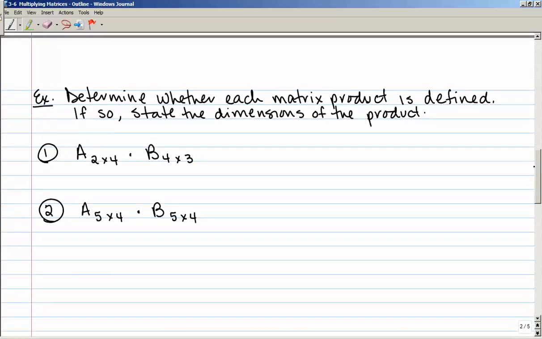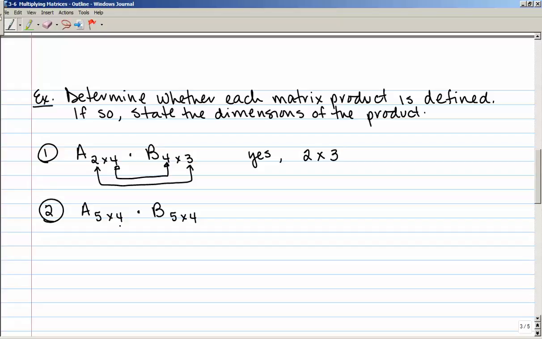So the first set of problems we're going to take a look at is to determine whether each matrix product is defined. In other words, is it possible to multiply these two matrices? Remember, these two numbers in here, the number of columns of the first matrix, must be equal to the number of rows of the second matrix. So yes, indeed, this matrix product is defined, and the dimensions of the matrix are going to be these numbers here on the outside. So the matrix A times B is going to have 2 rows and 3 columns.